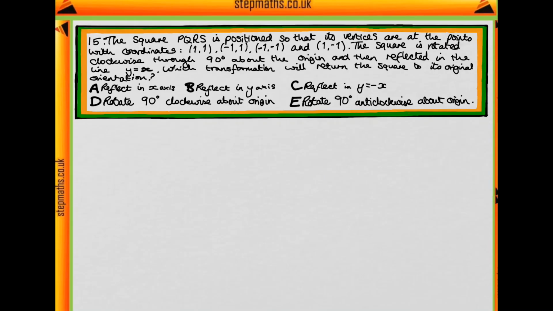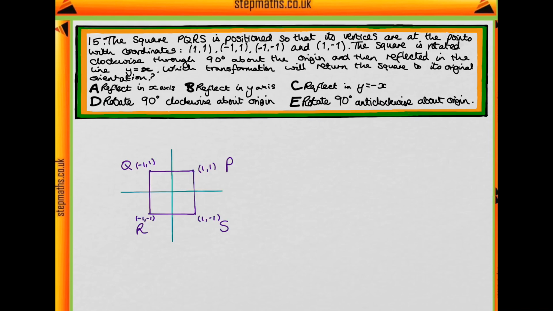This is question 15 of the Natural Sciences Admissions Assessment specimen paper. So in this question we have a square PQRS which is positioned so that its vertices are at the points as given, and the square is rotated clockwise through 90 degrees about the origin and then reflected in y equals x, and we want to know how we can get the square back to its original orientation.